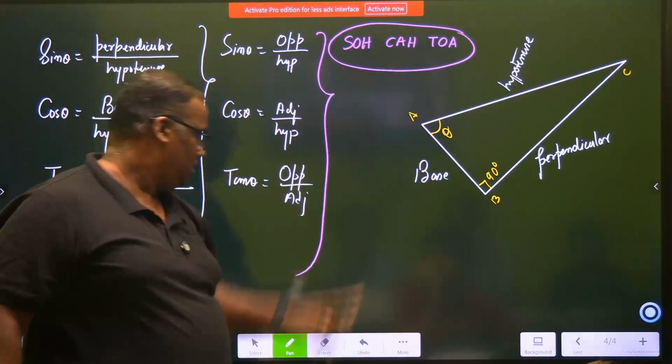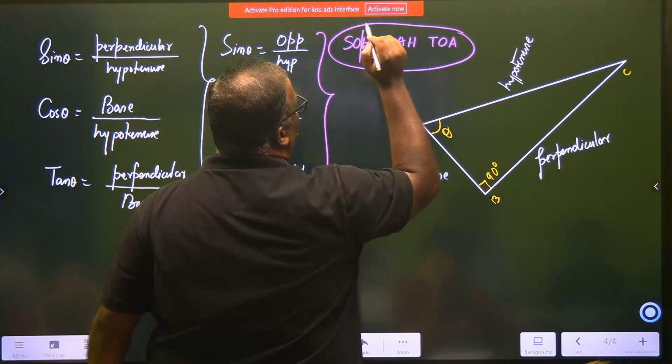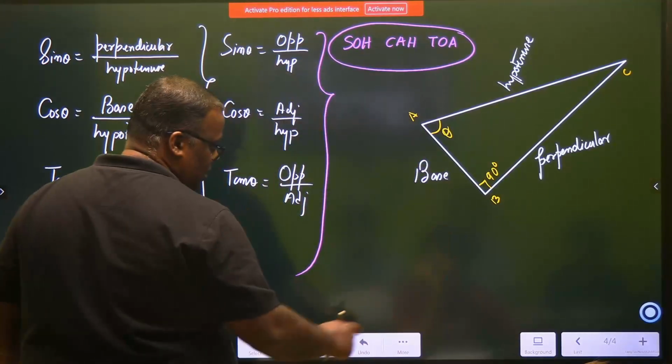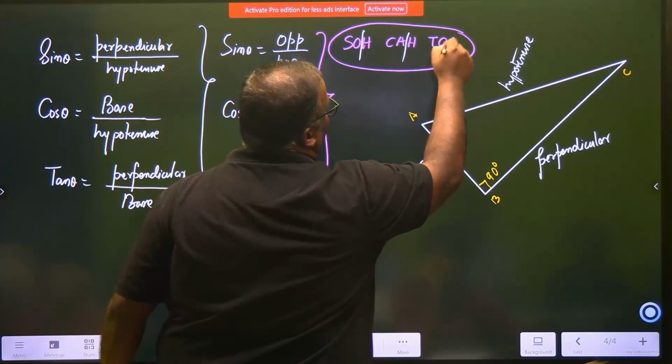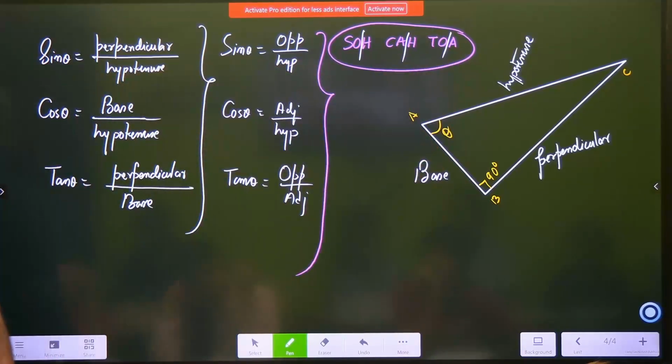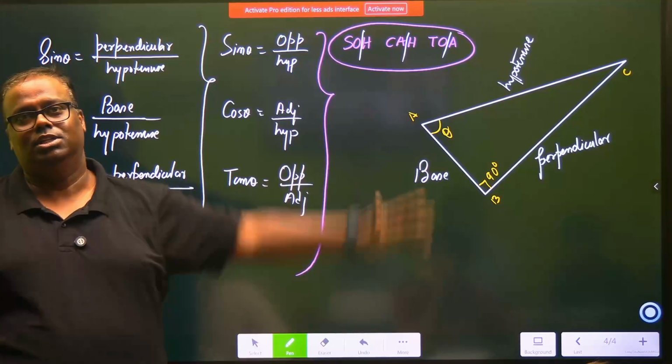Sine, the first one is always the angle, opposite by hypotenuse, okay? Sine is opposite by hypotenuse, cos is adjacent by hypotenuse, tan is opposite by adjacent. SOHCAHTOA.